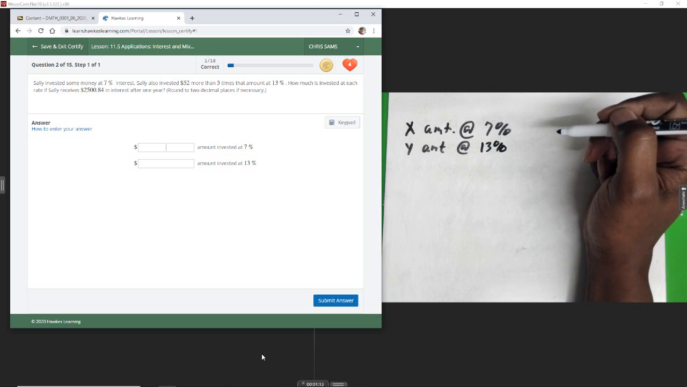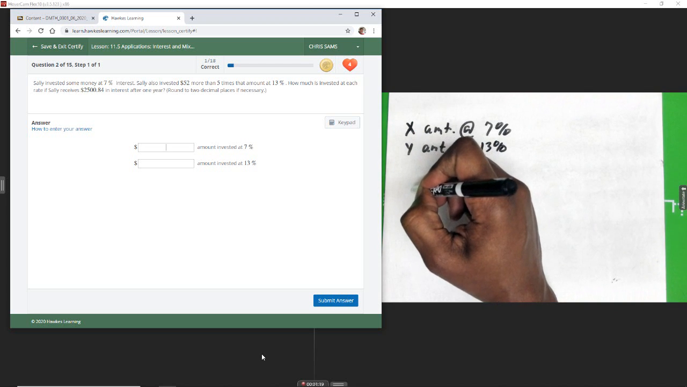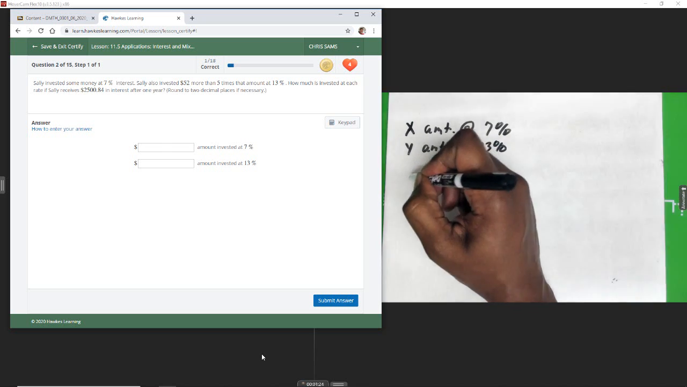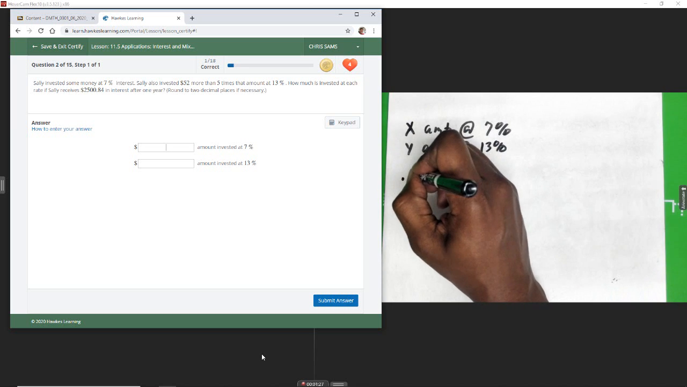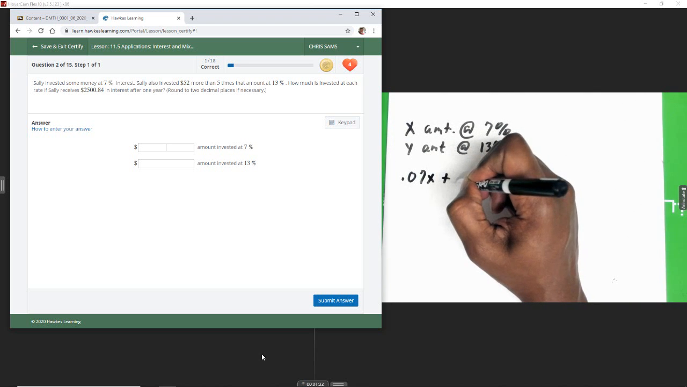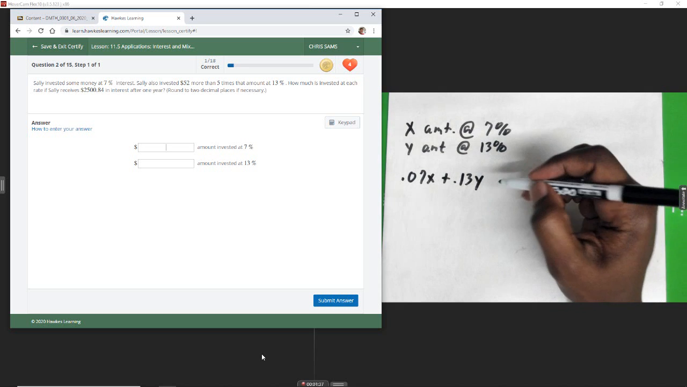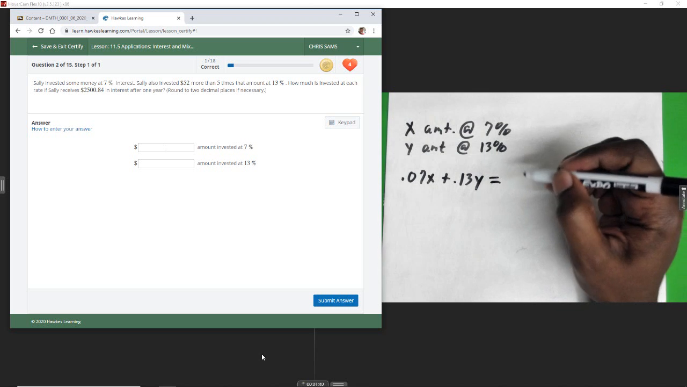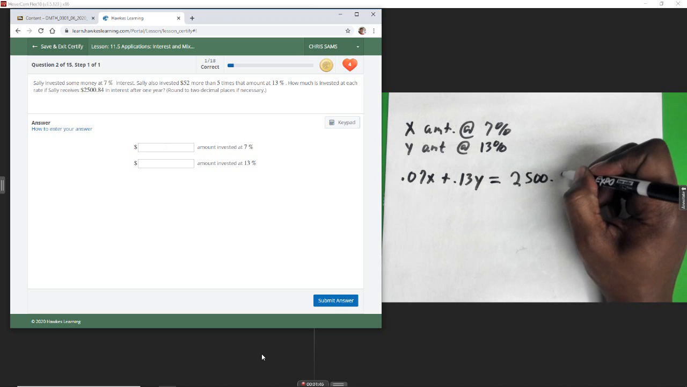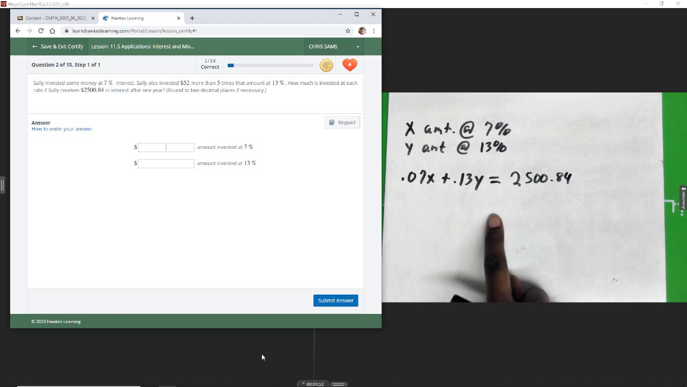Okay, so what we know is the interest. So I have to put together an interest equation. Some amount of money at 7%, so 0.07x plus 0.13y, amounts of money at both of those. The total that she got in interest was $2,584. That's how much money we got on our investment.